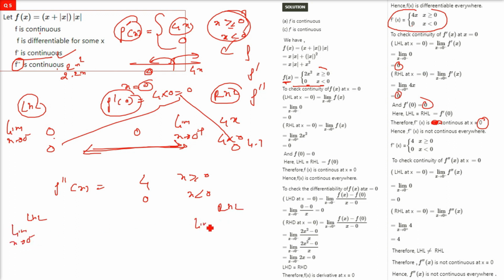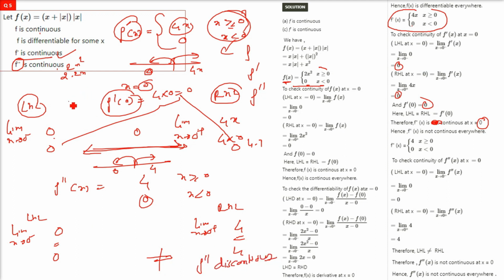X is 0 minus, x is 0 plus, and even if you apply h or whatever, it doesn't matter because this is a constant function. If you go on the right, it is always 4. When you go on the left, it will always be 0. So 4 and 0, whether you apply limit or not, it won't affect. 0 and 4 are the final values. They are not matching. So the left hand derivative and right hand derivative of the derivative f double dash x are not coming equal. So it is not continuous, it is discontinuous. So what is the answer? F is continuous, f dash is continuous.